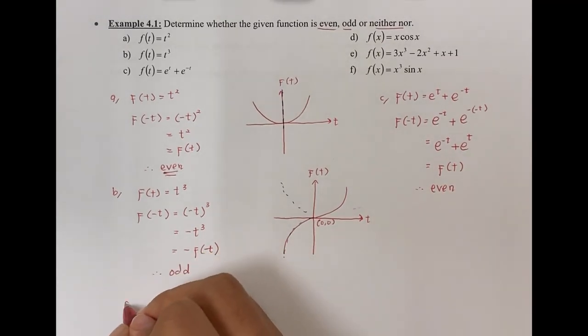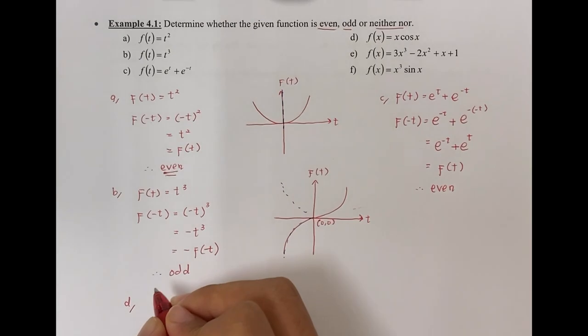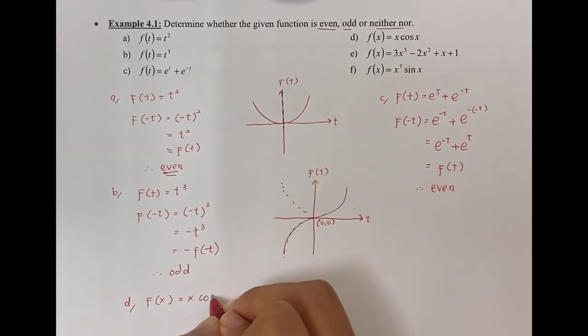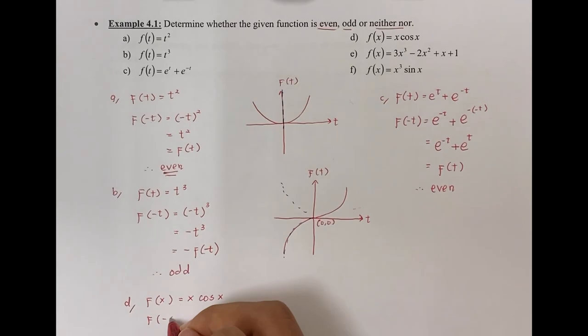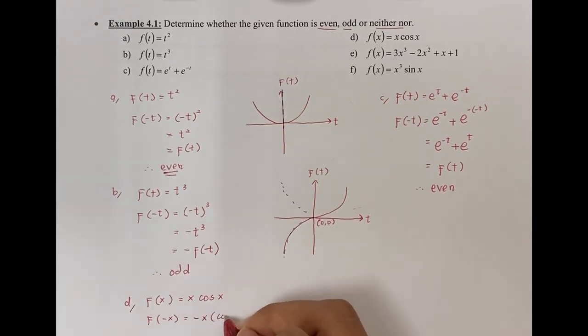D, okay, D, you have f(x) equal to x cos x. So f(negative x) is equal to negative x cos(negative x).